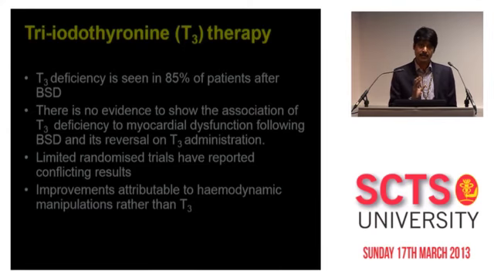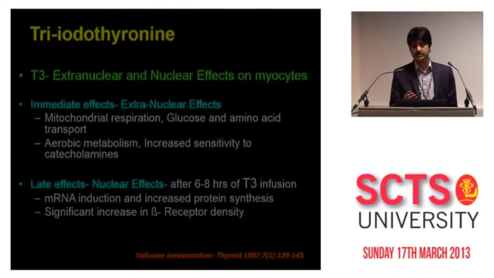T3, we know that 85% of brain dead donors have low T3 levels. So if we give T3, even though we don't have substantial evidence to prove T3 is beneficial in the donor, it might benefit the recipient because it has an immediate effect and a late effect. Maybe it will benefit the heart after ischemia reperfusion in the recipient. It may make the donor heart more responsive to the inotropes we use.